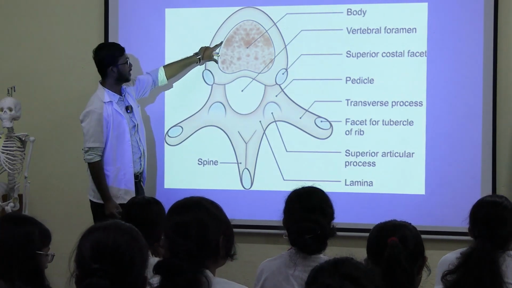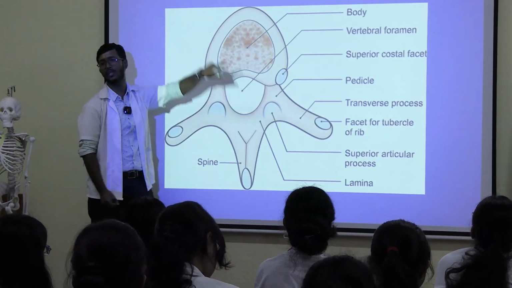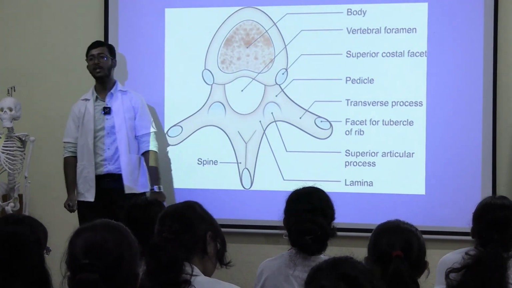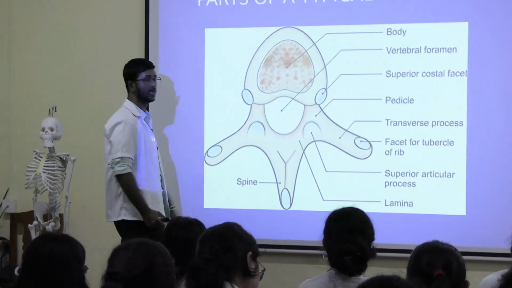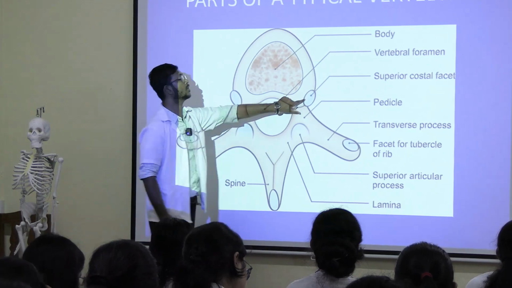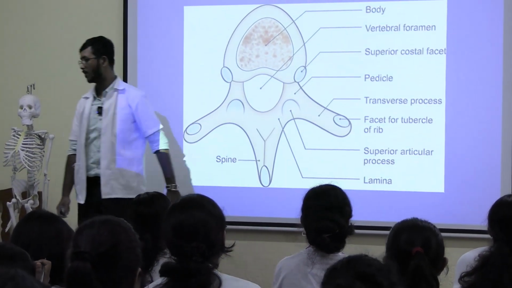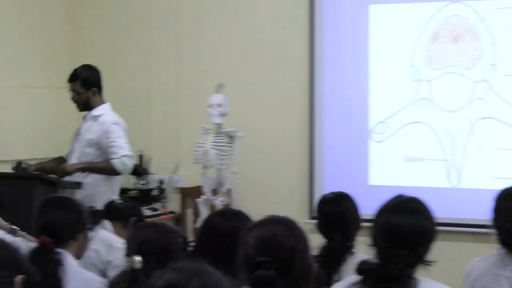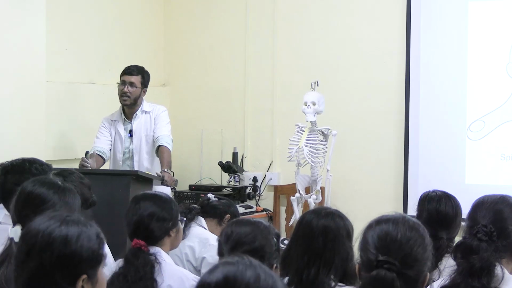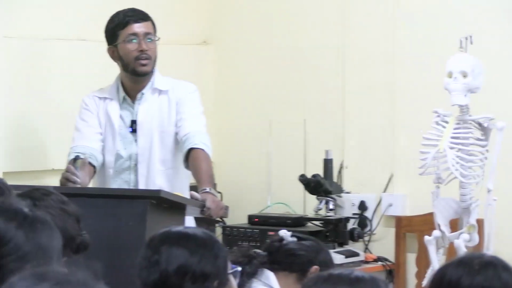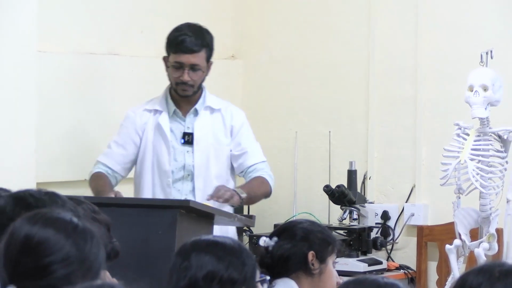Now on the superior surface of the body, we have the superior costal facet, and on the inferior surface, we have the inferior costal facet. This is from the superior view, so you cannot see the inferior part. These costal facets, as the name suggests, are for what purpose? For articulating with ribs.